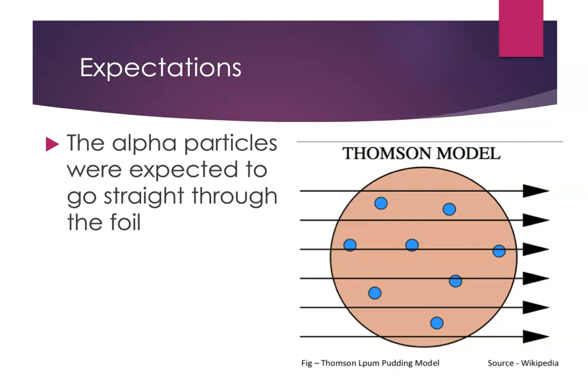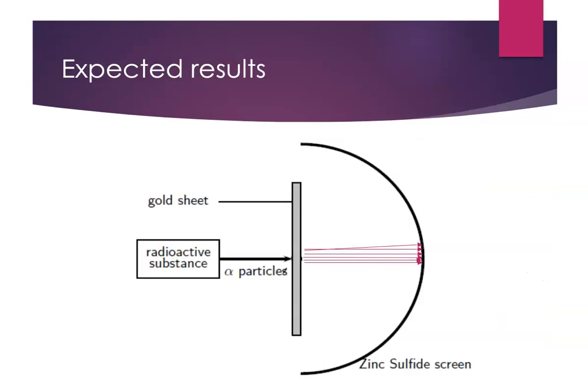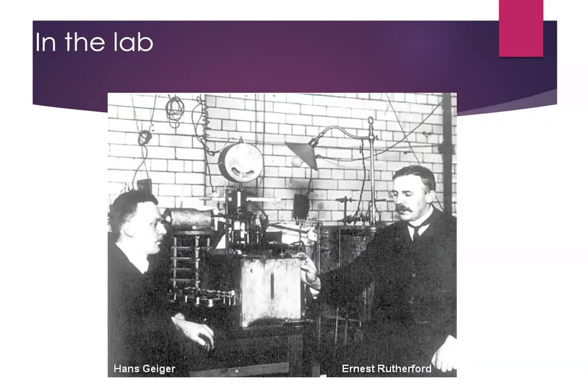So they start to do the experiments. Here's another diagram of the setup. So really, all of them were expected to just go straight through. So, here's a photograph of Rutherford in the lab with Hans Geiger, who was one of the students who helped run the experiments, along with Hans Marsden.